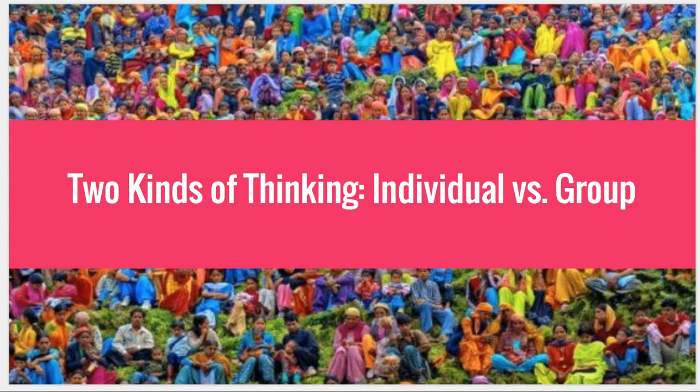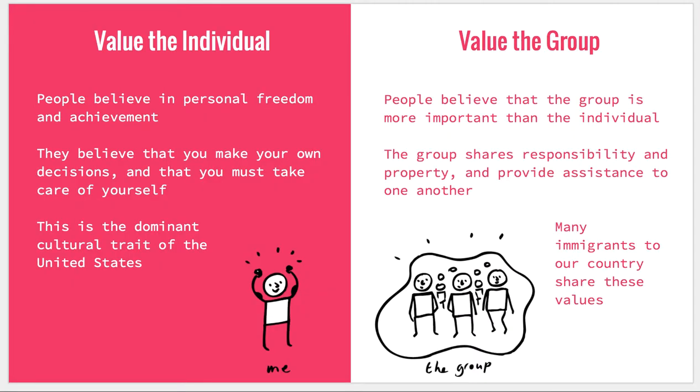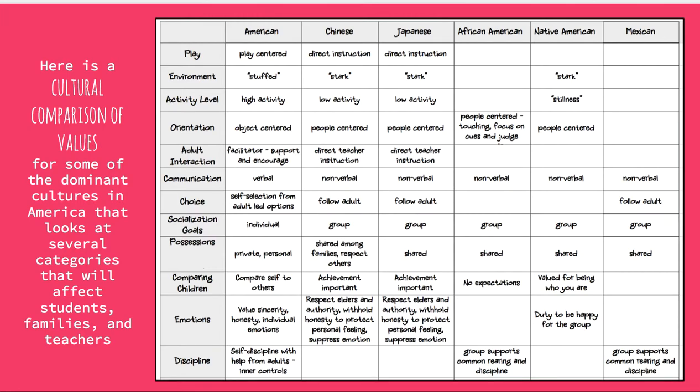And depending on the culture that your family follows, you will have a mindset that is more individual or more group associated. You're going to learn about the value of the individual's mindset and the value of the group mindset. Then you're going to read the chart that looks at a cultural comparison of values.